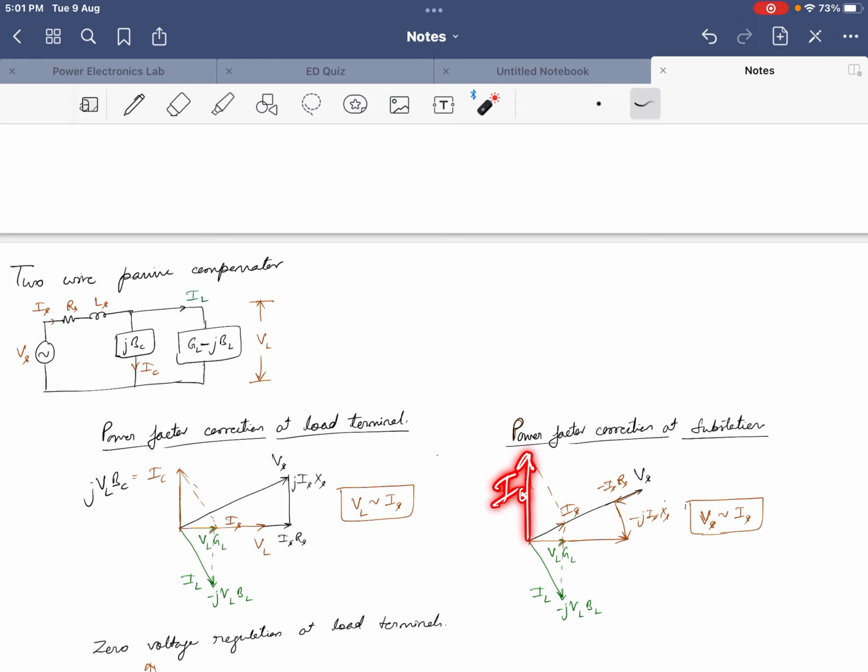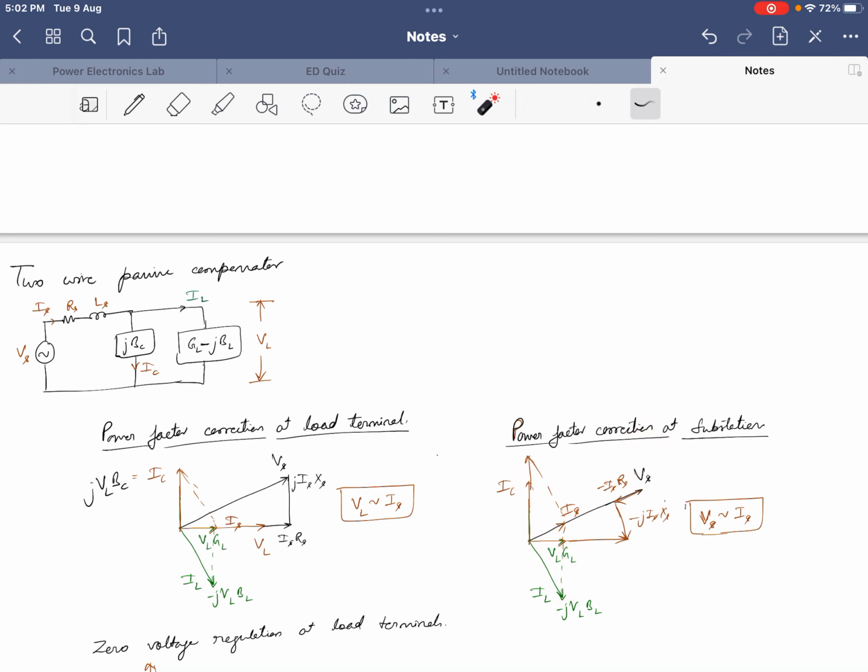Now this value of IC is in our hand, the BC value we choose. So what we need to do is choose IC such that the phasor sum of IL and IC will be Is. We give a little bit of IC value so that the resultant is Is, which is the phasor sum of these two, and we get the value of Is in phase with Vs.